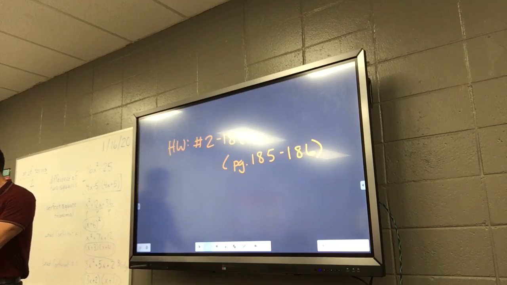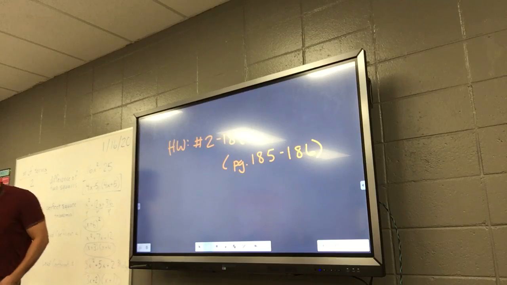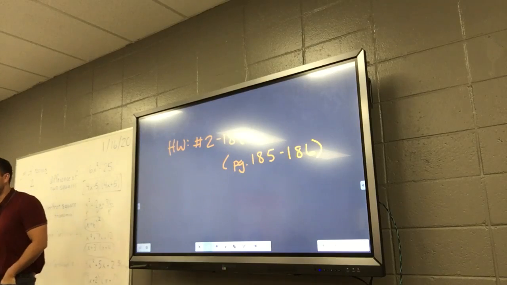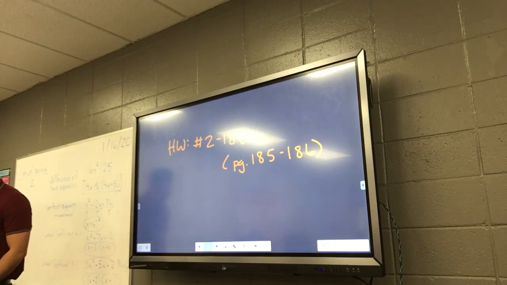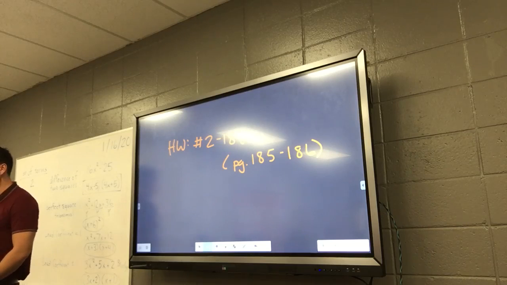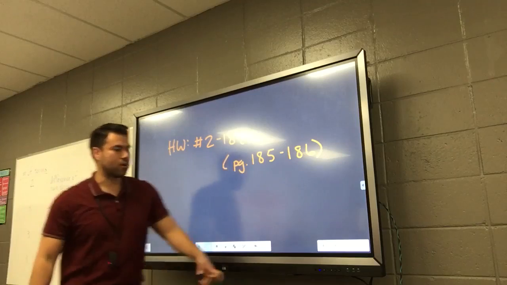All right, listen up. Number 2 through 6. It says, identify the slope and the y-intercept, then write an equation of the line in slope-intercept form. And it says in standard form. Do we have to do it in standard form? No, don't do anything with standard form because we didn't go over that. I'm not worried about that right now.